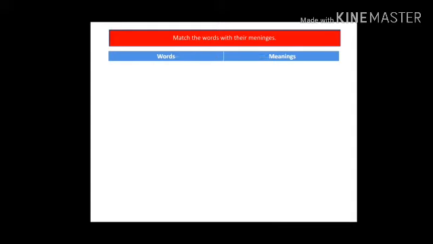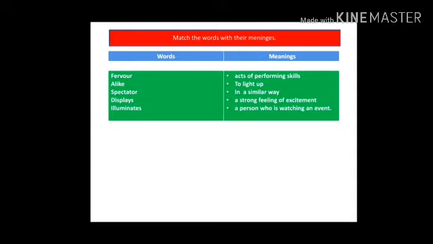Now match the words with their meaning. Before matching the words, you have to read the words and their meaning, then you will match. First one, fervor, then alike, then spectator, displays, illuminates. On the right side you can see acts of performing skills, to light up, in a similar way, a strong feeling of excitement, a person who is watching an event. I will answer one by one.